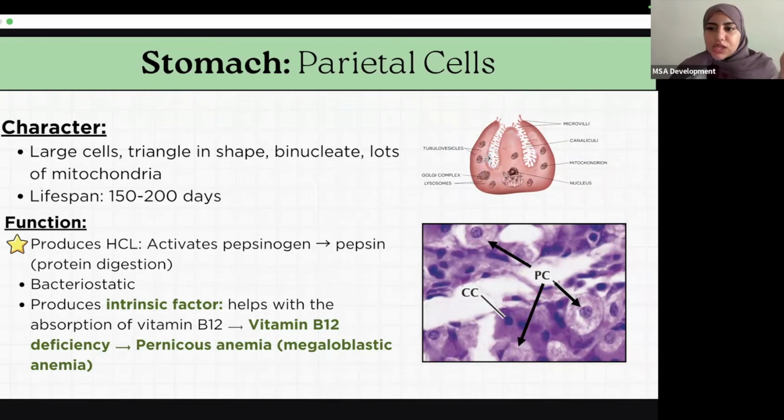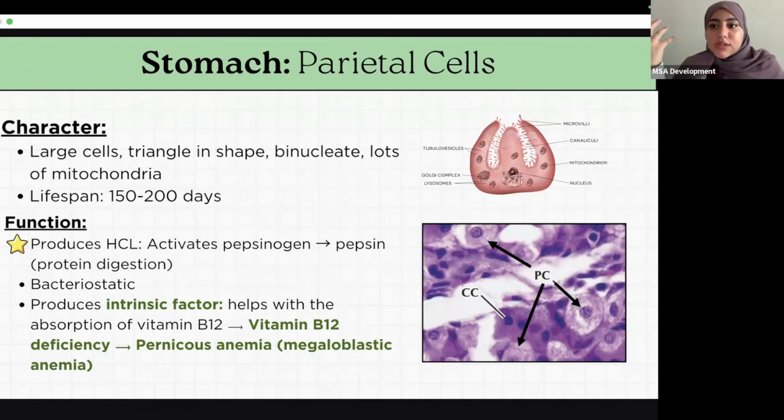Because why? I'll tell you right now. Because parietal cells produce HCl. And HCl is pumped out here through an important channel that you probably took in physiology, and it uses ATP as the currency of exchange at the pump. Anyways, what HCl does, and this is very, very important, I have a star next to it, is it activates pepsinogen and turns it into pepsin.